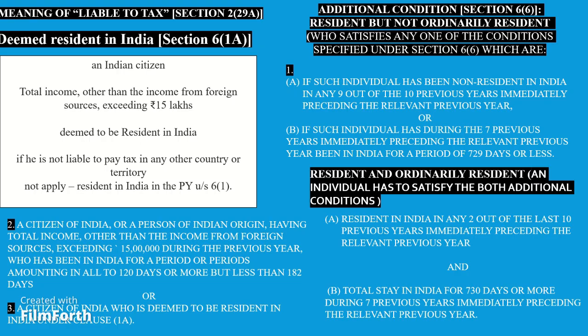Next. Resident and ordinarily resident, resident but not ordinarily resident. Additional condition: only individuals and HUF can be resident but not ordinarily resident in India. All other classes of assessees can be either a resident or non-resident. A not ordinarily resident person is one who satisfies any one of the conditions specified under this section.